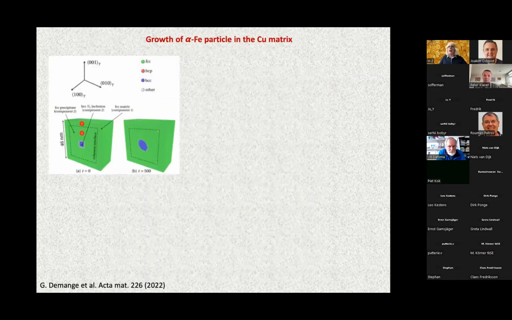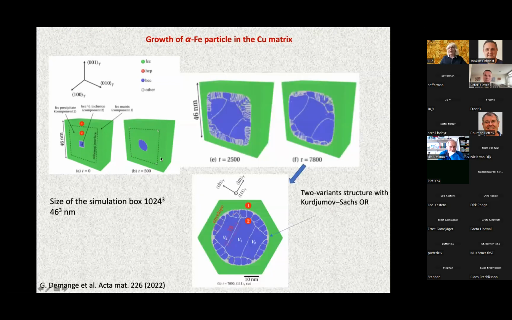And we tried to understand how it produces this multivariant structure. So we did approximately the same kind of simulation that I showed just before. We introduced a small BCC nucleus with Kurdjumov-Sachs orientation relation, and then progressively we observe the formation of the multivariant structure. In the beginning, we see that the nucleus becomes ellipsoidal, and the second variant is formed at the interface between the FCC and BCC phase. Finally, we obtain this kind of situation. So we have variants V2, V1, V2, and some perturbed zone around, which also contains some number of variants between the FCC and BCC. This simulation was done in a simulation box of around 1024 cubed. It corresponds to approximately 43 cubic nanometers.